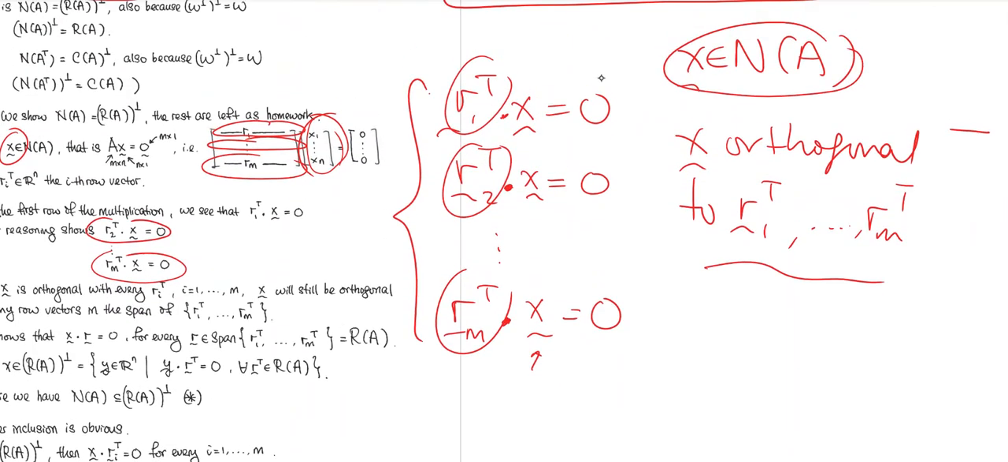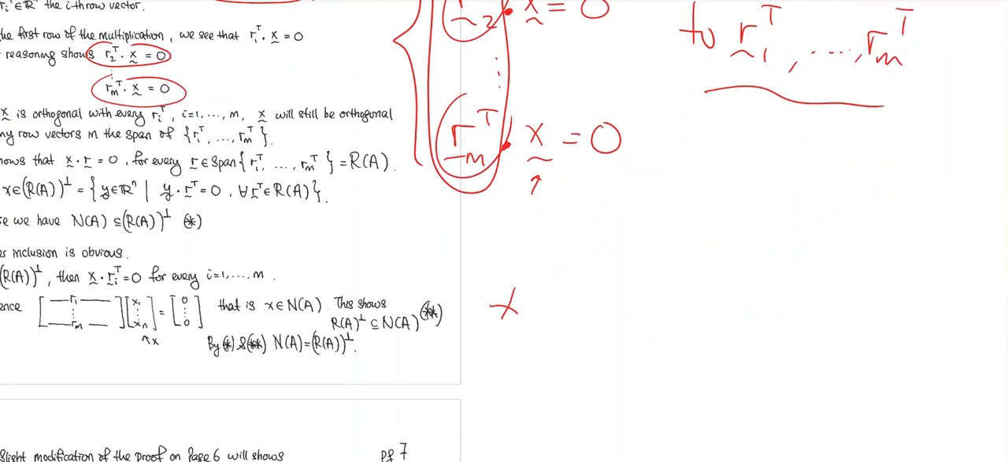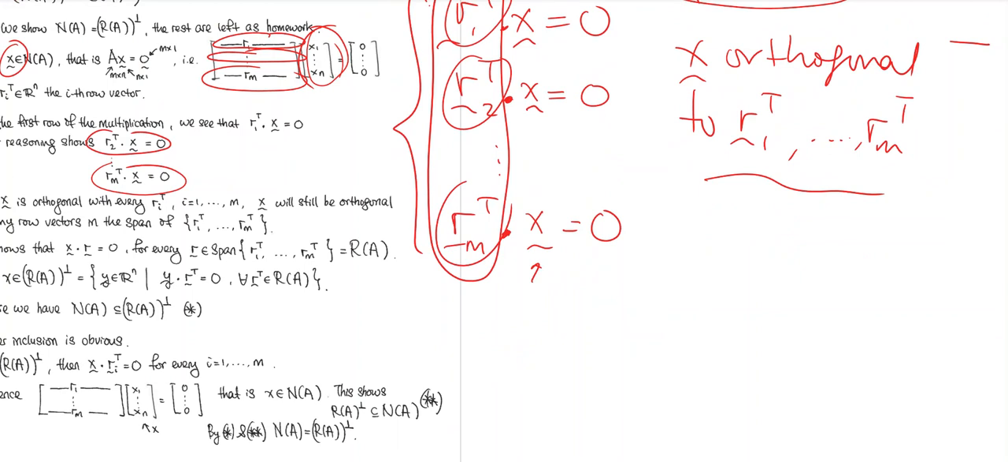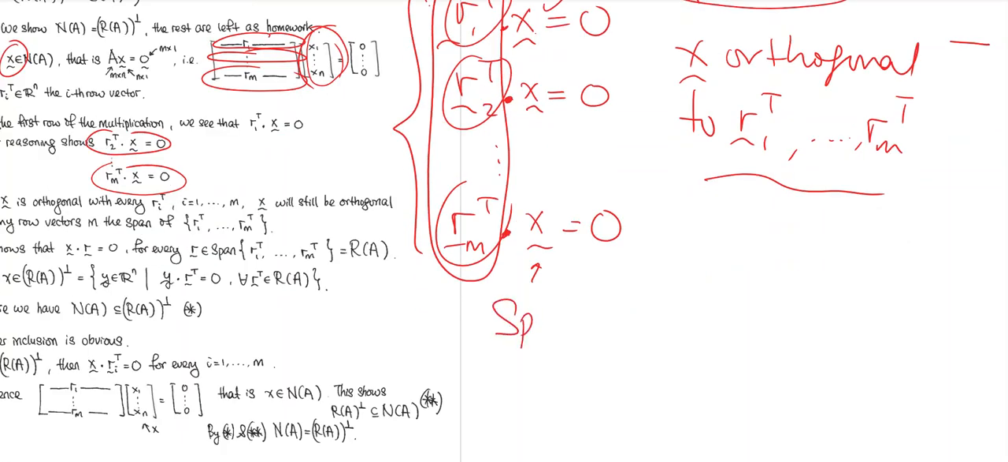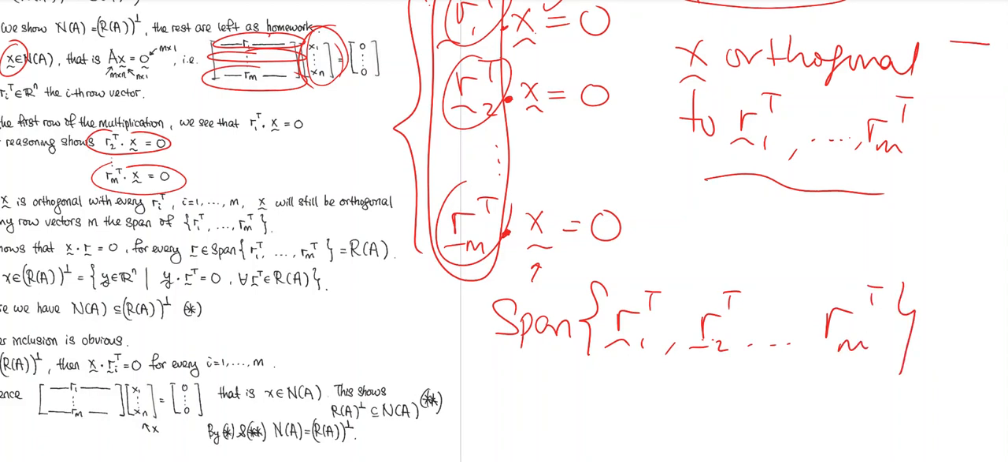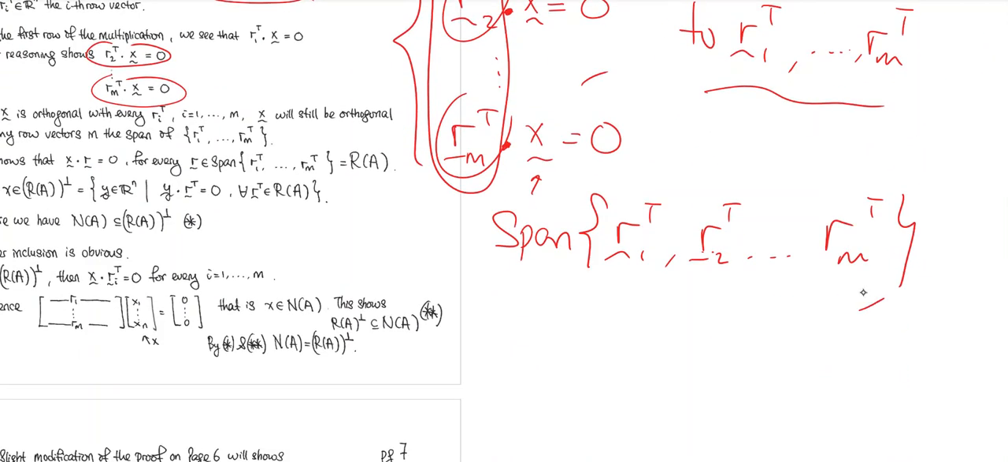Okay, so from the previous video and from the discussion that we have just now, if your X is orthogonal to all these vectors, your X will be in... Okay, let me say one thing before jumping the gun. X is in the null space of A, meaning that X is orthogonal to all this. So if you form a vector space, which is the span of R1 transpose, R2 transpose, all the way to Rm transpose, and your X is orthogonal to all this, then your X will be in the orthogonal complement of this vector space.